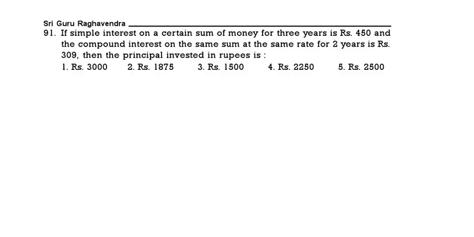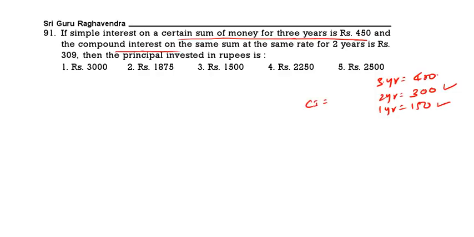Next question. If the simple interest on a certain sum for 3 years is 450, compound interest on the same sum for 2 years is 309, find the principal invested in rupees. See here, simple interest for 3 years is 450. So 3 years 450, 2 years it will be equal to 300. 1 year it will be equal to 150. Because it is 3 years 450, every year the simple interest will be same. 2 years means 300. 1 year means 150. And compound interest for 2 years.